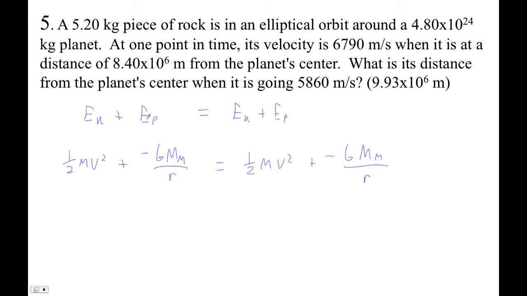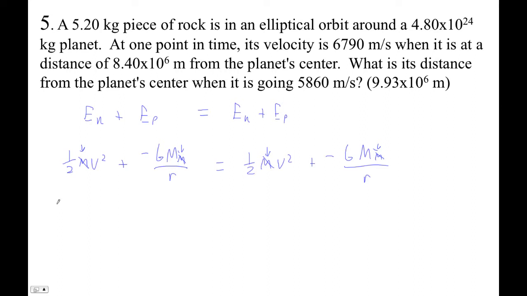Keep in mind that electrical potentials are positive. So if this is an electrical problem, it'll be positive kqq over r. Anyway, let's just see what we can do here. Notice that the mass of the rock in this case will actually cancel out, because the 5.2 kilograms is right there, and right there, and right there, and right there. So I like to cancel those. That helps my brain.